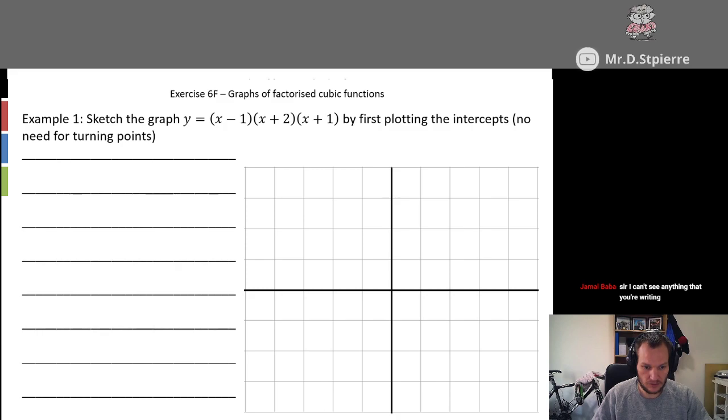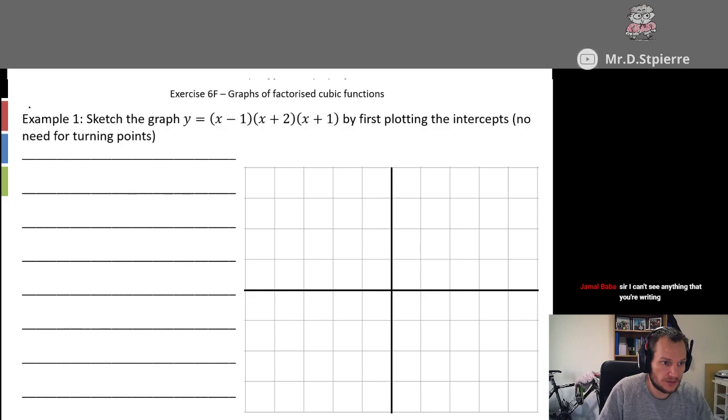Same here, this turning point isn't halfway between minus 1 and 2. That would be somewhere over there. So turning points aren't halfway between intercepts in cubics. When we do a topic called calculus, we'll show you how to find where these turning points exist, but for now, we don't have to plot them, which is something nice for cubics. So back to our sketch, (x minus 1)(x plus 2)(x plus 1). We're going to use our null factor law.